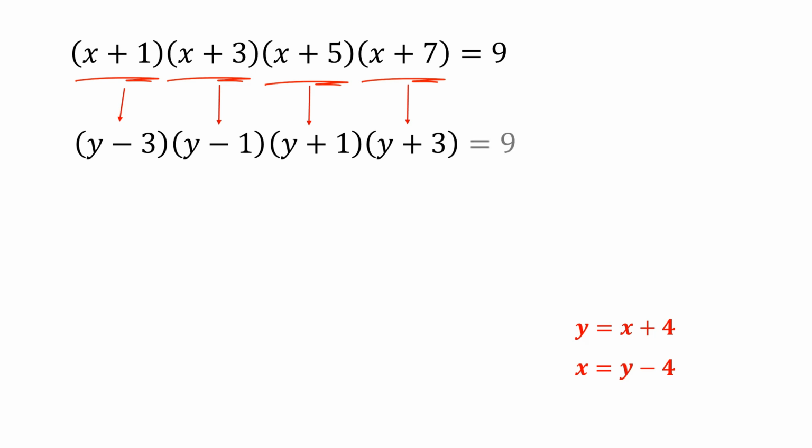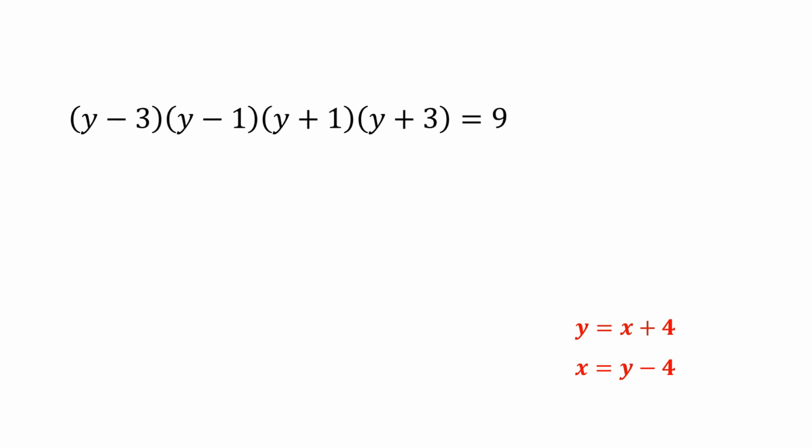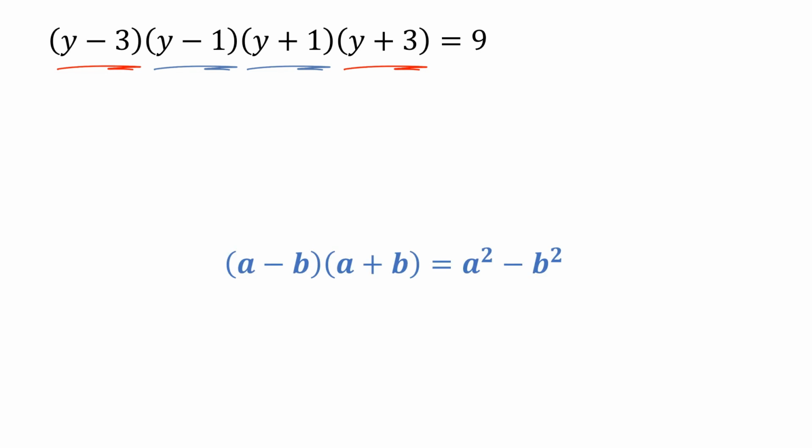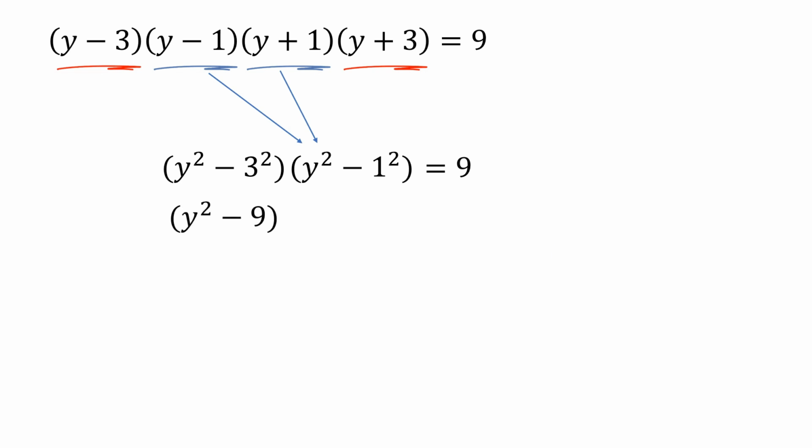We did all of this manipulation just to avoid expanding this big expression, and let us see if we can become successful in it. Substitute these values here to get this equals 9. Now look at these two expressions, and also look at these two expressions together. Do they look familiar? Yes, both of them grouped together will be of the form a minus b times a plus b, which equals a squared minus b squared. So this becomes y squared minus 3 squared, and this one becomes y squared minus 1 squared. So now we have y squared minus 9 times y squared minus 1 equals 9.